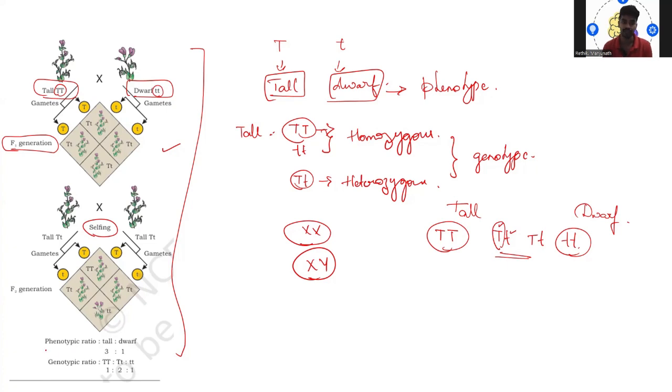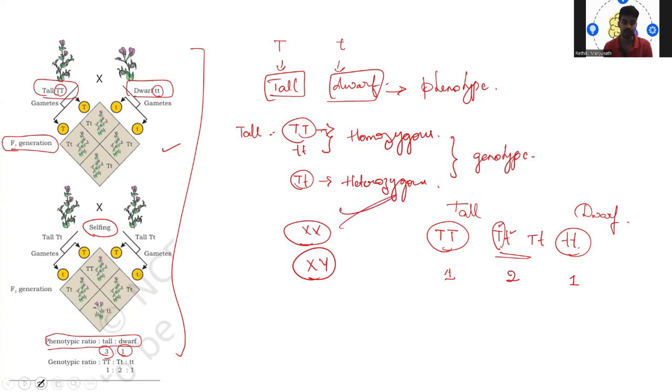So what would be the phenotypic ratio? They are physical characters now. 3 is to 1 because 3 are tall and 1 is dwarf. So that is the phenotypic ratio. What would be the genotypic ratio? So, 1 homozygous tall, 2 heterozygous tall, 1 homozygous dwarf. So 1 is to 2 is to 1 will be the genotypic ratio. Clear? So let us see how this experiment works again.